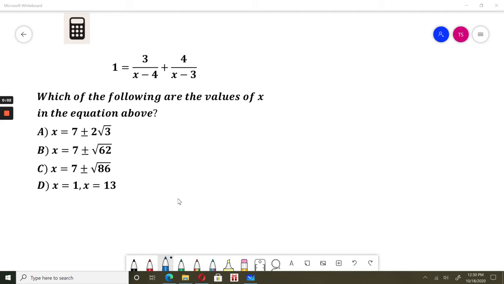1 equals 3 divided by x minus 4 plus 4 divided by x minus 3. Which of the following are the values of x in the equation above? A. x equals 7 plus or minus 2 square roots of 3. B. x equals 7 plus or minus square root of 62. C. x equals 7 plus or minus square root of 86. D. x equals 1 or x equals 13.